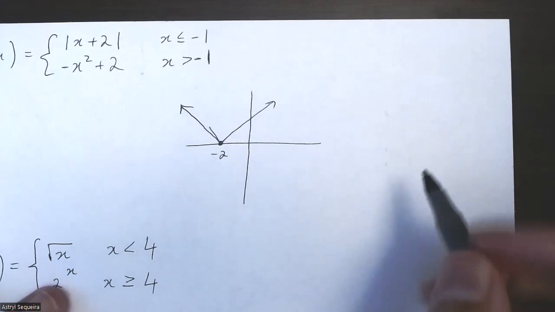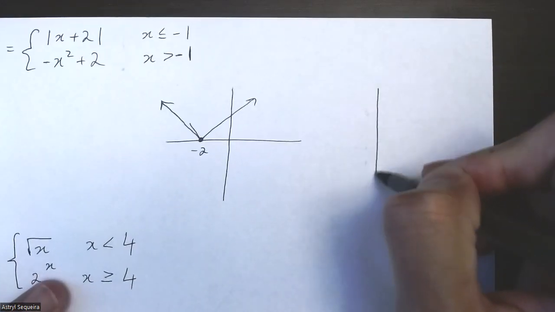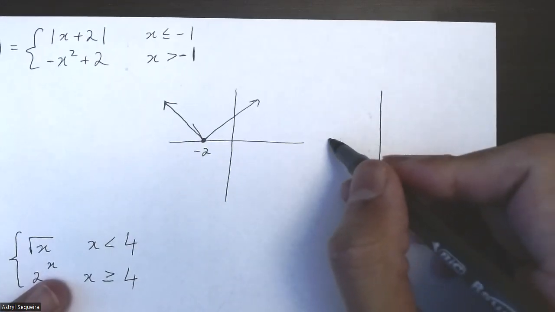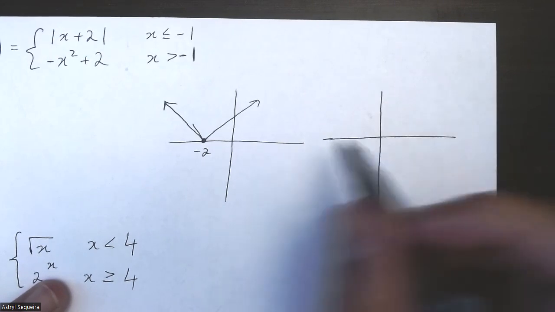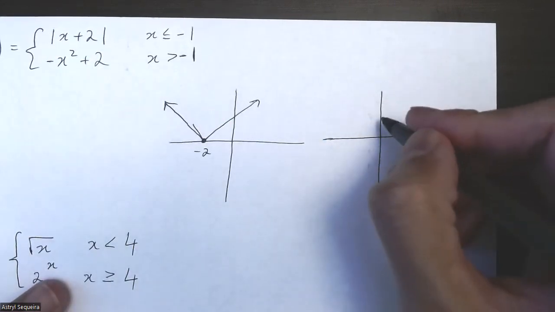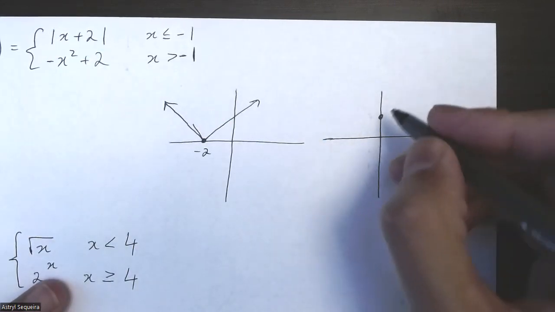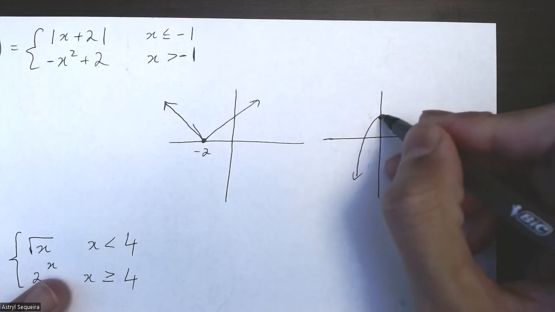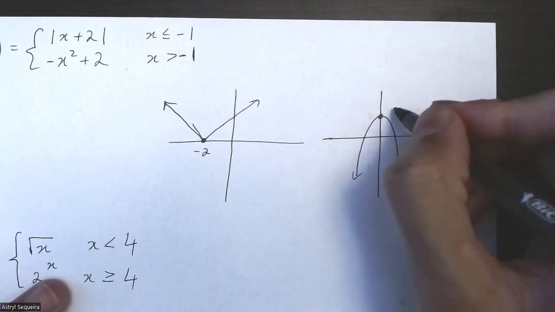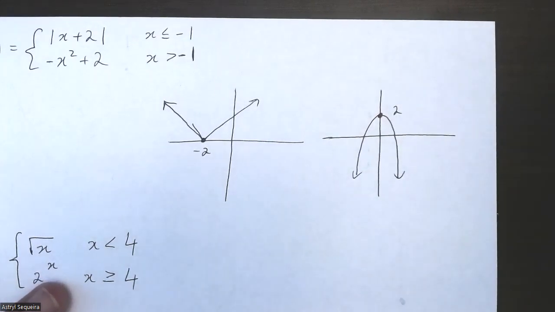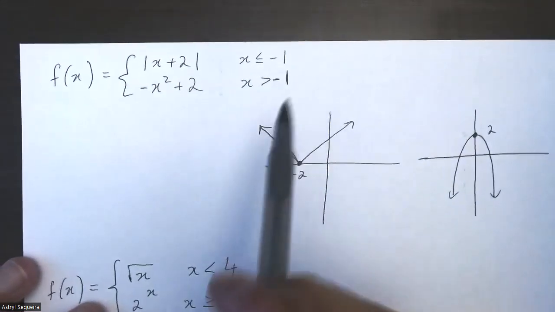Negative x squared plus 2 is just a quadratic function. It's been flipped upside down, reflected in the x-axis, and it's moved up by 2 units. So it just looks like that. And now we want to combine these two together.